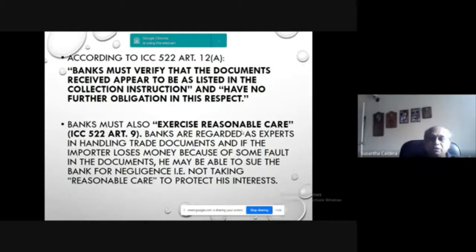Banks must also exercise reasonable care. ICC 522 Article 9. That is the shortest article ever. Banks must exercise reasonable care. Banks are regarded as experts in handling trade documents, and if the importer loses money because of some fault in the documents, he may be able to sue the bank for negligence. For example, not taking reasonable care to protect his instruction.